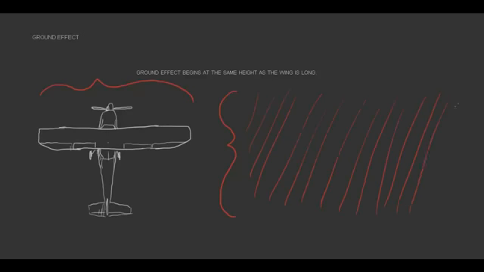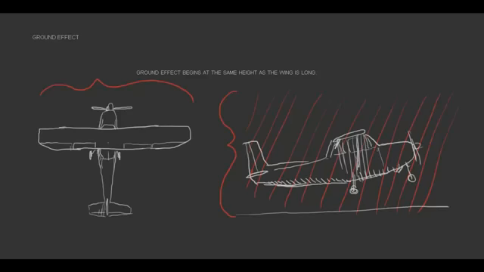Generally, what a pilot needs to remember about ground effect is that it begins at the same height as the wing is long. As the airplane gets closer to the ground, the amount of ground effect exponentially increases. The length of the wing is here. So at that same height, ground effect will begin. So whether the airplane is taking off or landing, it is in ground effect if it's underneath that altitude. And it also gets stronger as the airplane gets closer to the ground.